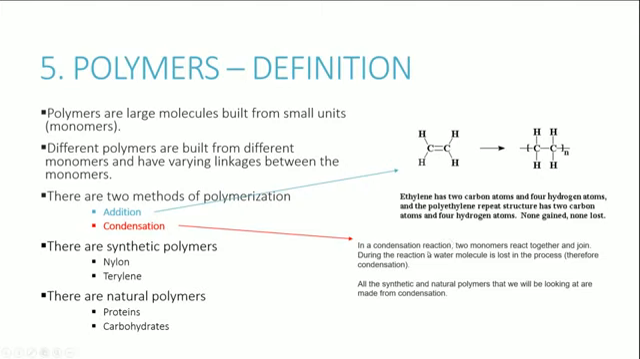If we were to add water, we would call that hydration. If we were to add water to break something down, we call that hydrolysis, but we will be going through that in a bit more detail later. All the synthetic and natural polymers that we will be looking at in this course are forms of condensation polymerization. You've got nylon and terylene being synthetic polymers, and we've got proteins and carbohydrates being natural polymers.